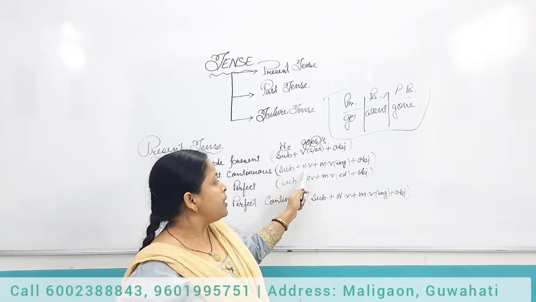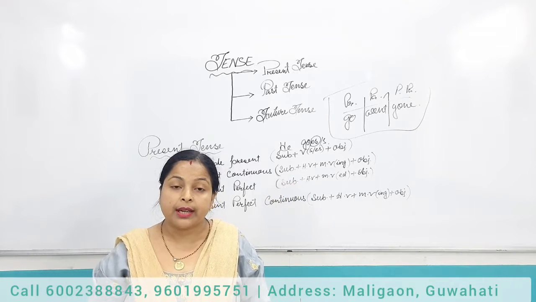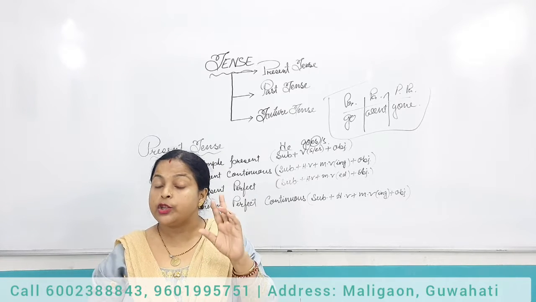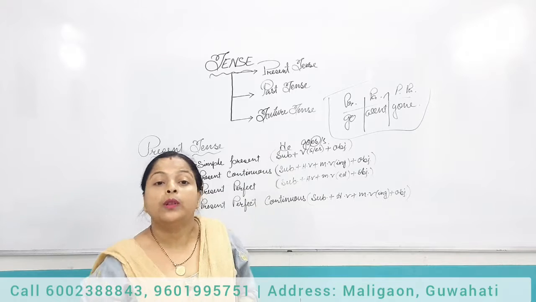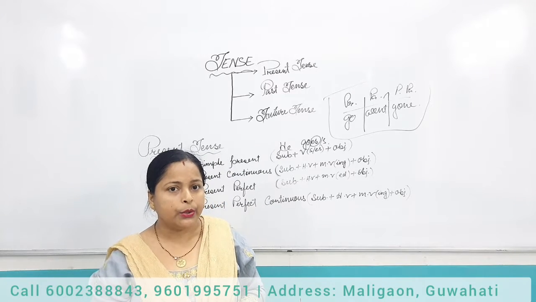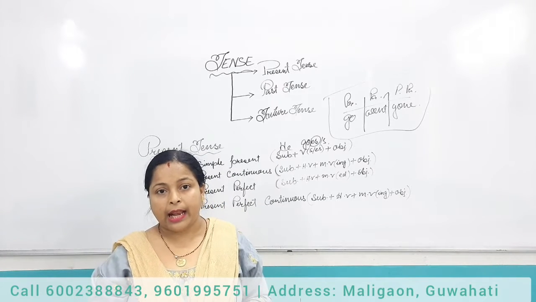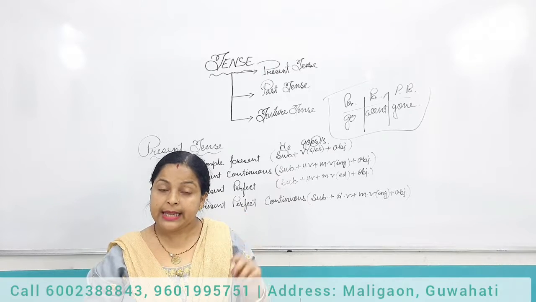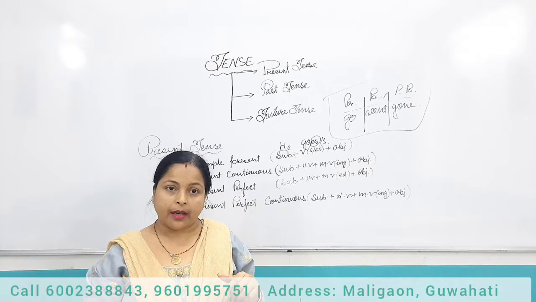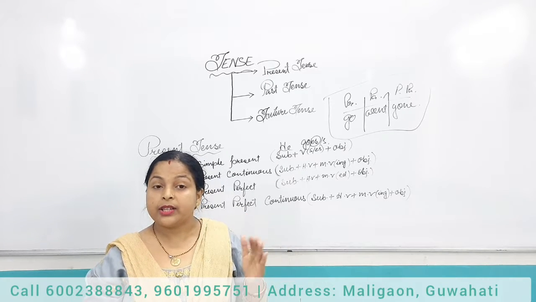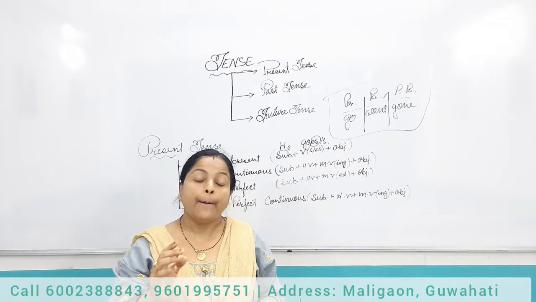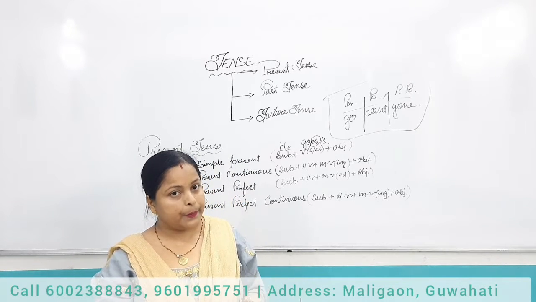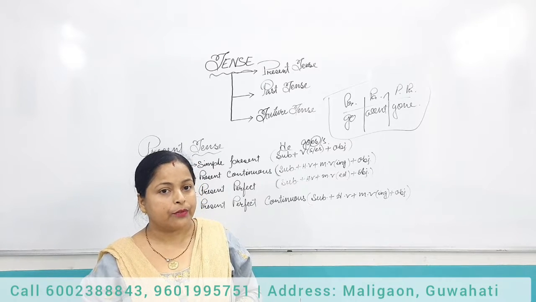Okay, so how many helping verbs are there? Mainly there are 20 helping verbs. Though I am not writing all the helping verbs, I am telling you there are 20 helping verbs: am, is, are, was, were, have, has, had, shall, will, should, would, can, could, may, might, must, ought, need, dare. These are 20 helping verbs.